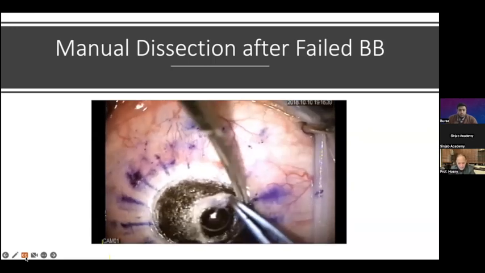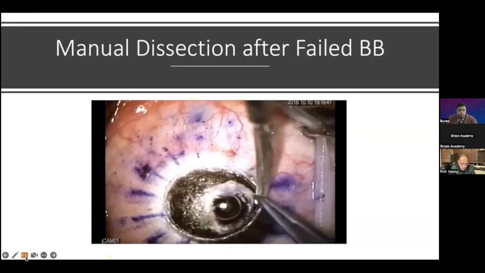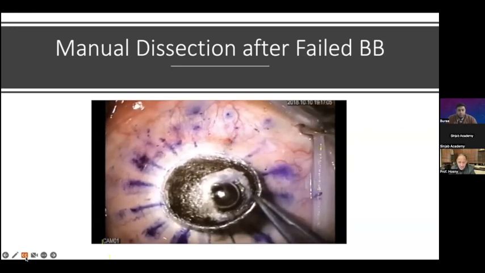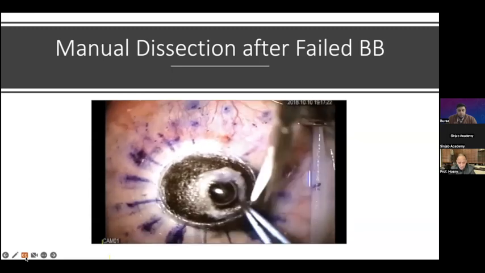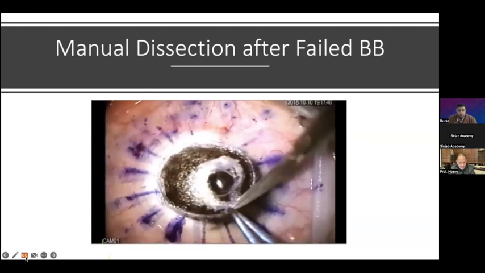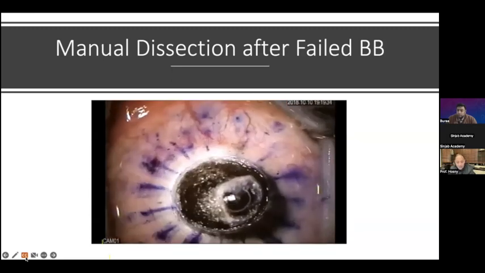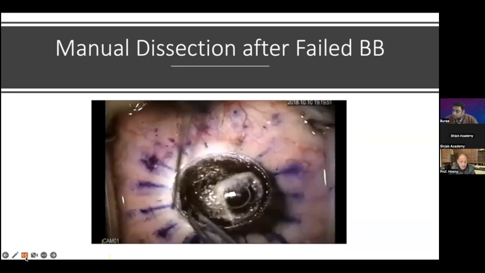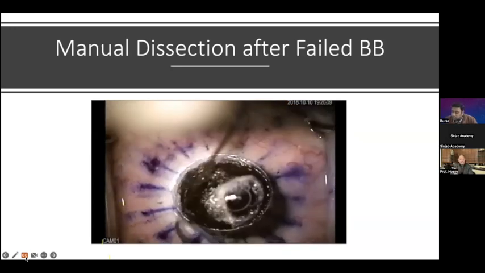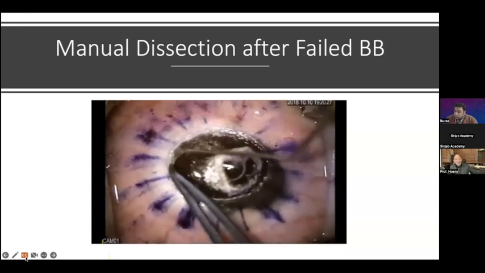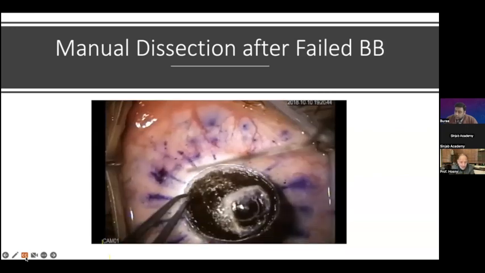So DALK is big bubble and big bubble is DALK. This is not true. The big bubble has aided us a lot. It's a very, very good tool if you decide to do a deep anterior lamellar keratoplasty. But if you do not have this tool, it's not the end of the world. You can do manual dissection and end up, as you saw in my last video, and as you saw in Professor Ahmed Sharif's video.